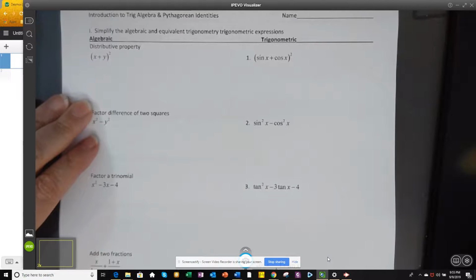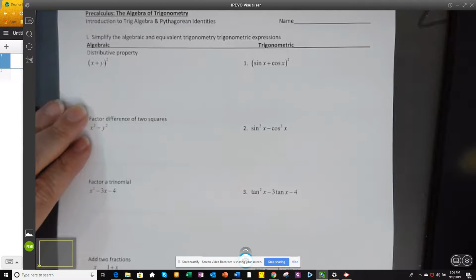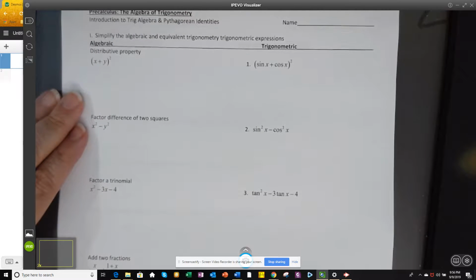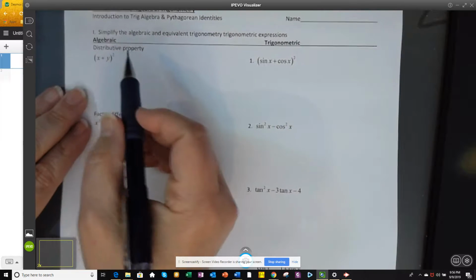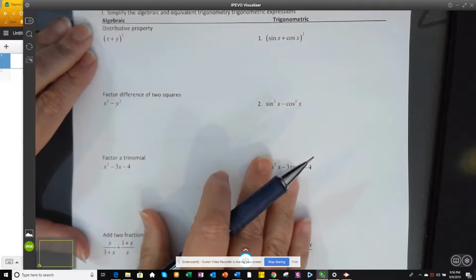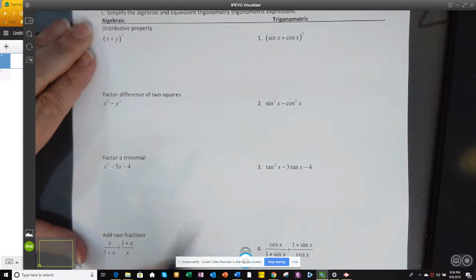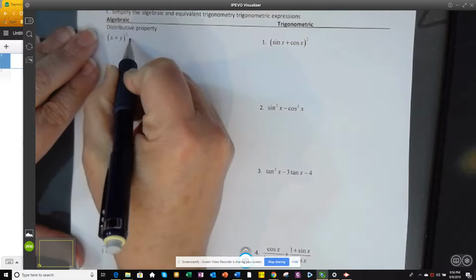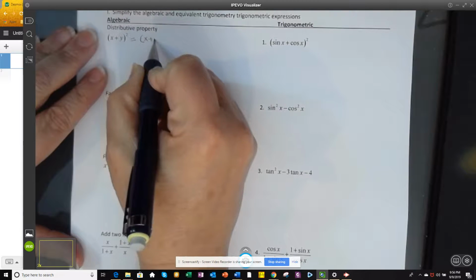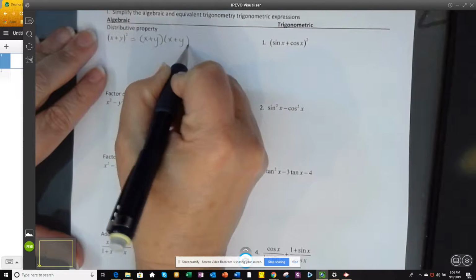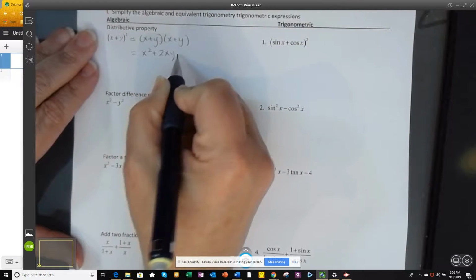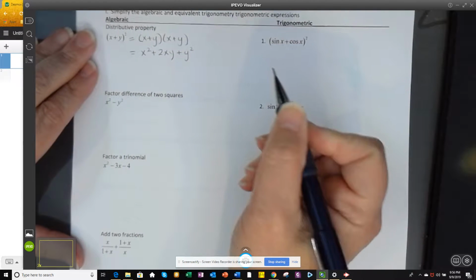All right, we are going to talk about the introduction of algebra combined with trig. And it might be a little bit scary, but what we're going to do first is some practice with the algebraic, because we're going to do the left-hand column here. We're going to do some distributive properties. So in order to do this, we're going to expand x plus y times x plus y. And that's going to give us x squared plus 2xy plus y squared if you were to multiply it out.